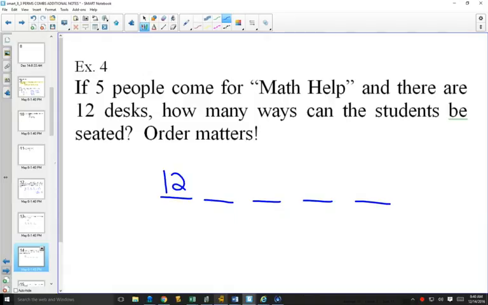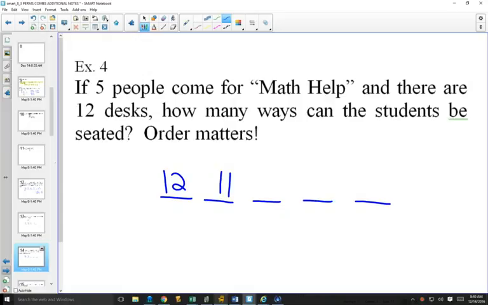Now, if you're in here for math help and you're the first student sitting in one of those 12 desks, and that second student comes in and decides to sit on your lap, that's a little awkward, right? So the number of choices for the next student would be 11. They can't choose that same desk again. It'd be really awkward if that third person came in and sat on the other person's lap.